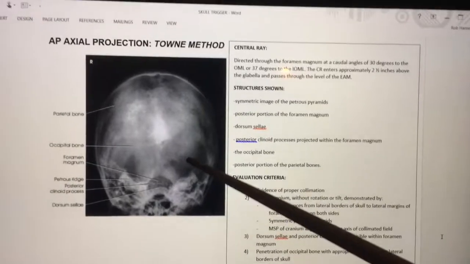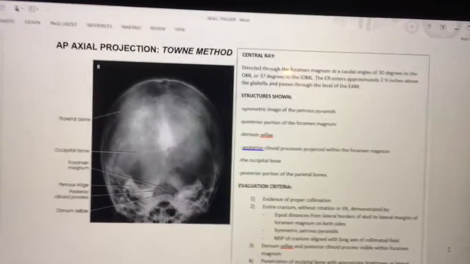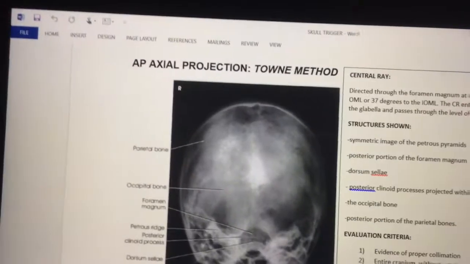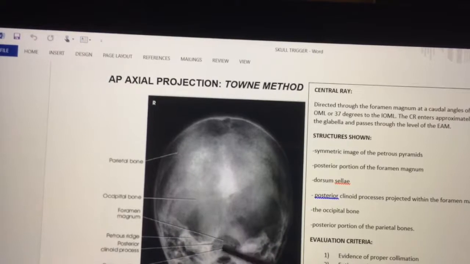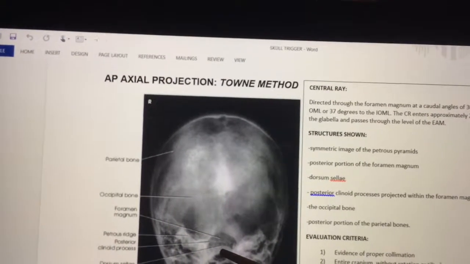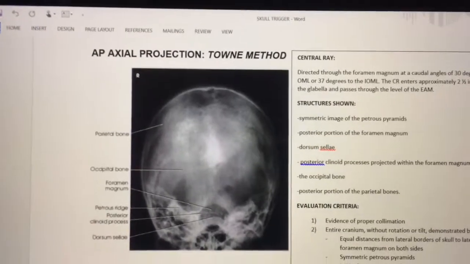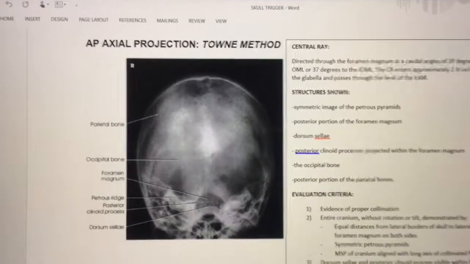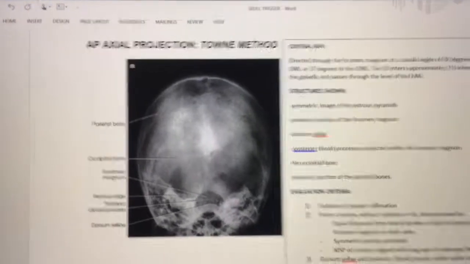So here we have symmetrical petrous ridges. We also see the posterior portion of the foramen magnum, and we also see the dorsum sellae lying within that. There's good penetration of the occipital bone, and there's no rotation. This is a good image.